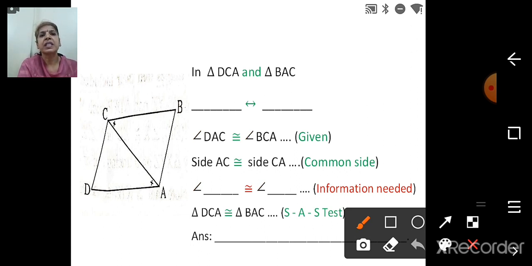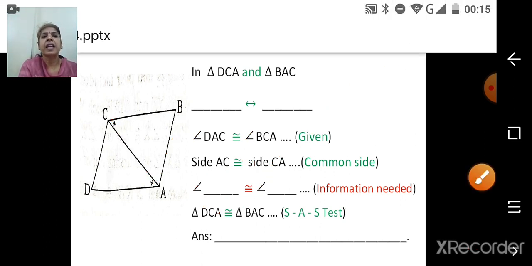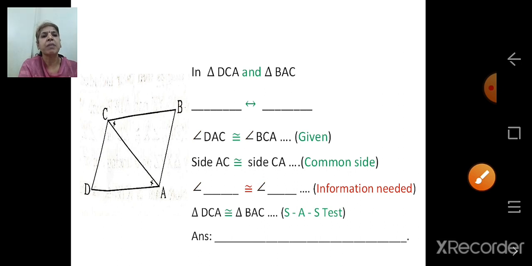Now what is given is angle DAC. So that is given information congruent to BCA. AC congruent to CA, common side. So what is the additional information? Angle ACD, this is the angle ACD congruent to angle CAB. So this thing you are going to write, children. And then triangle DCA is congruent to BAC by SAS test.